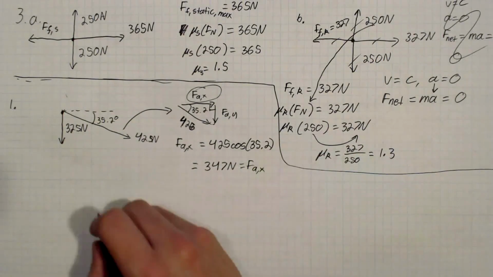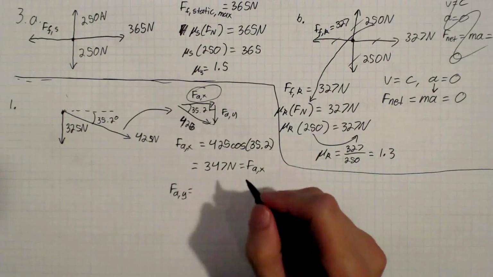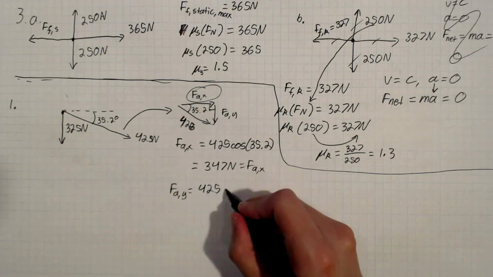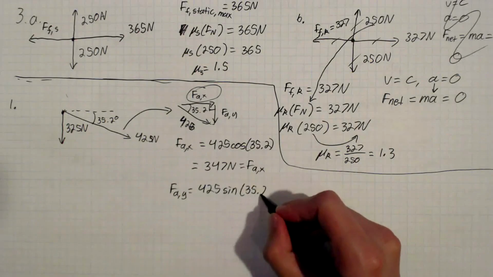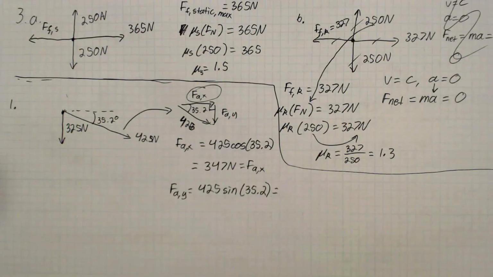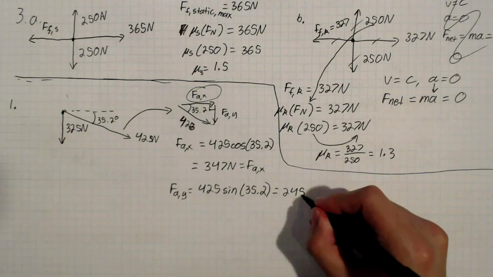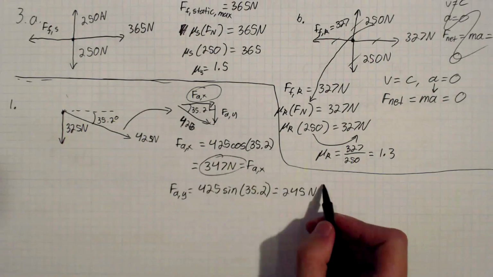And then our force in the y direction is going to be equal to 425 sine of 35.2, which is going to be equal to 245 newtons. So now we know our x component and our y component.